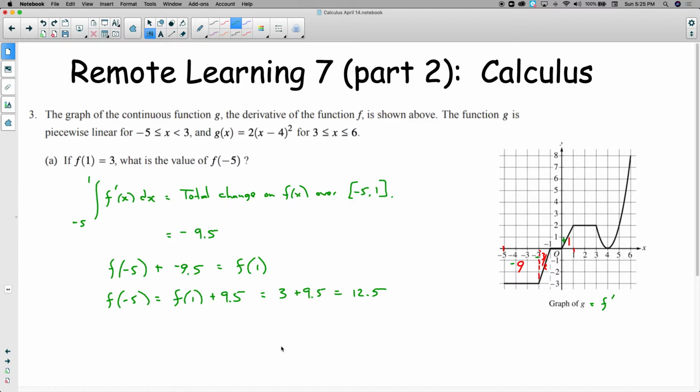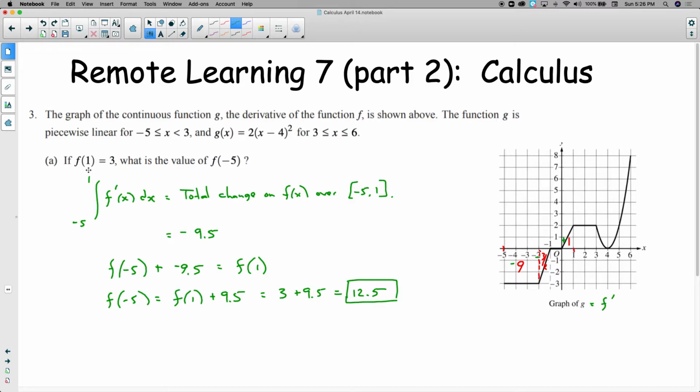Okay, so then that's my answer to part A. And now that it's up here, let's just go through it one more time. If we know that the value of the function at 1 is 3, what is the value of the function at -5? I'm arguing that the value of the function at -5 is 12.5, because between -5 and 1, the function loses a value of 9.5, and if we subtract 9.5 from this, then we get the value of 3, like we're supposed to.